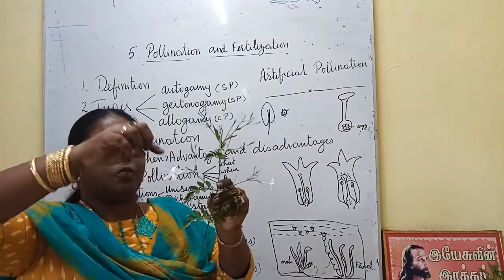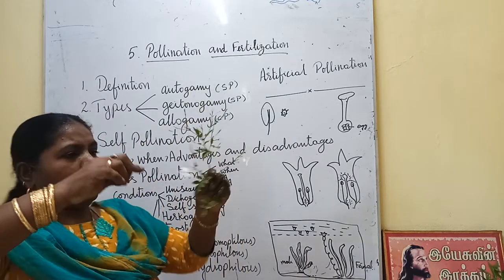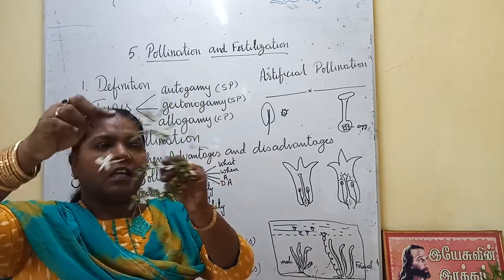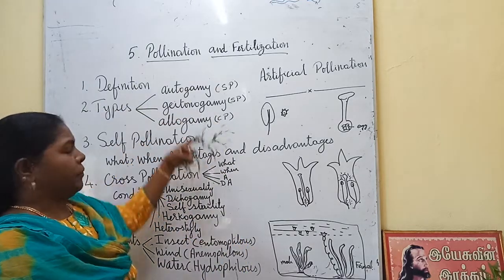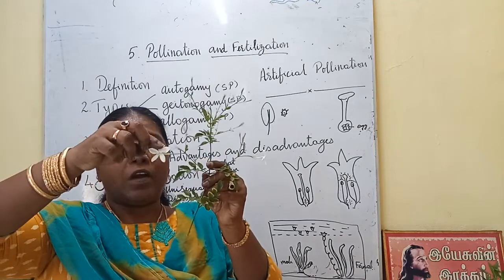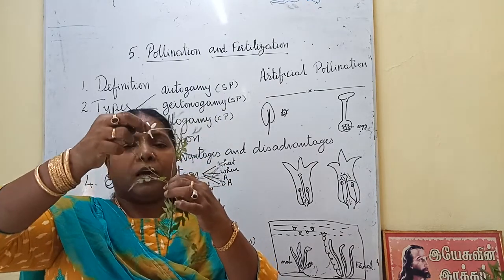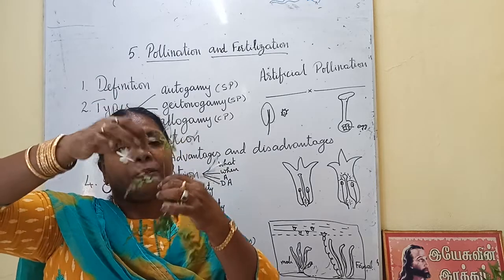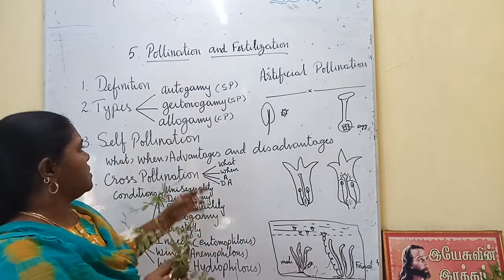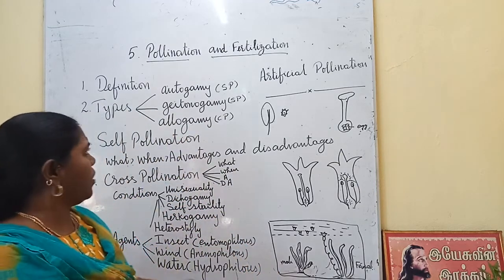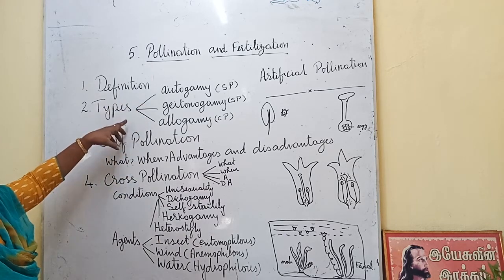Pollen grain from this flower reaches the stigma of the same flower: it is autogamy. Pollen grain from this flower reaches the stigma of another flower of the same plant: it is geitonogamy. The pollen grain of this flower from this plant reaches the stigma of a flower of another plant of the same species. That is very, very important: same species. That is called allogamy. So we have seen what pollination is and the types of pollination.